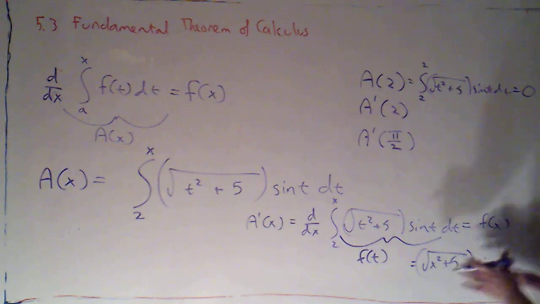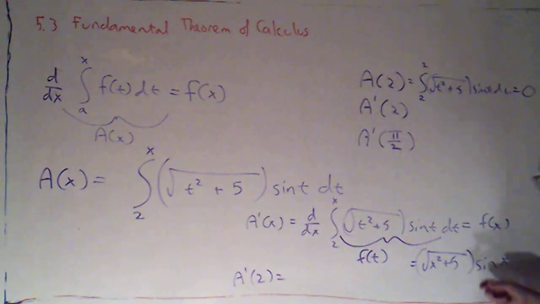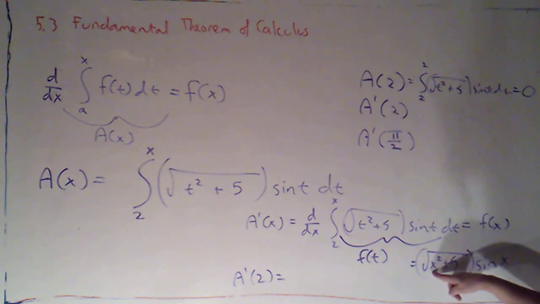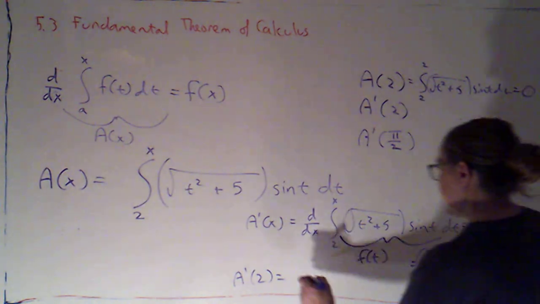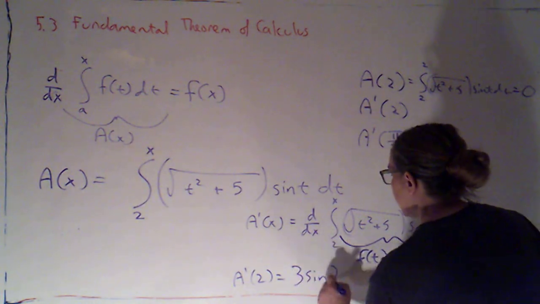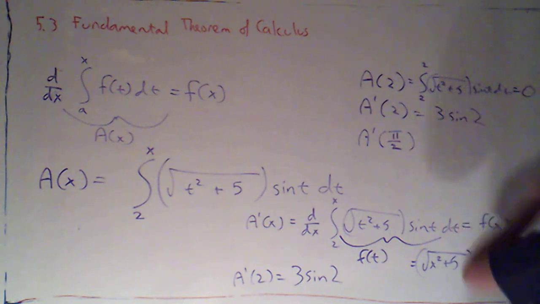Now, that means that A prime of 2 is what I get if I plug in 2 for x. So let's see. 2 squared is 4, plus 5 is 9. Square root of 9 is 3 times sine of 2. And sine of 2 doesn't simplify particularly nicely, so we'll just leave that as sine of 2.